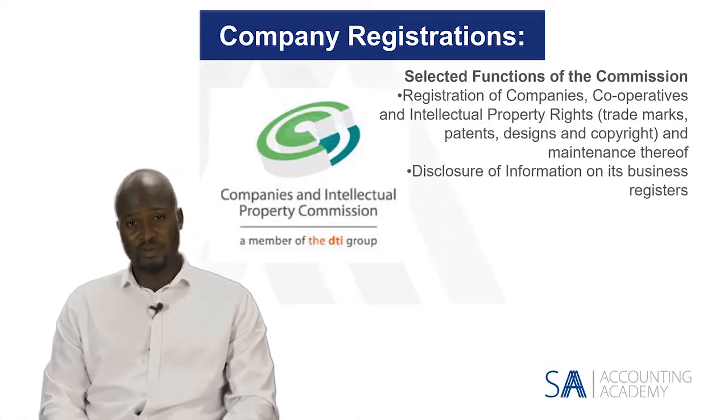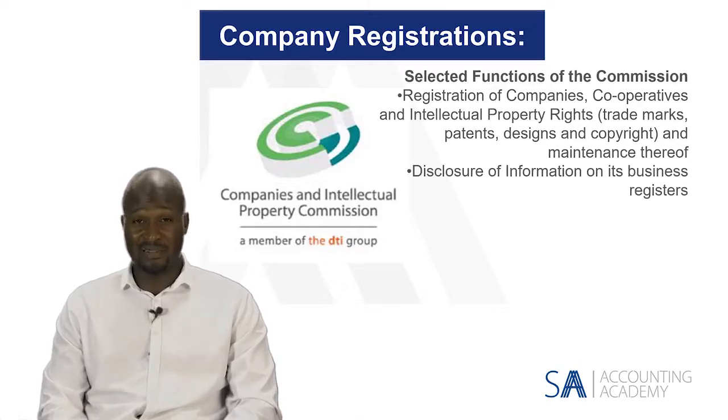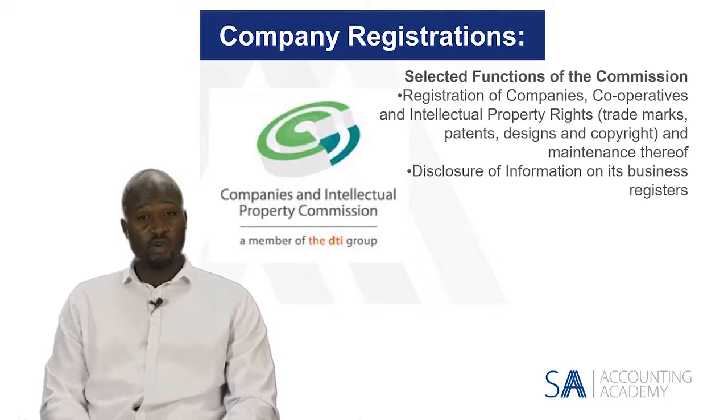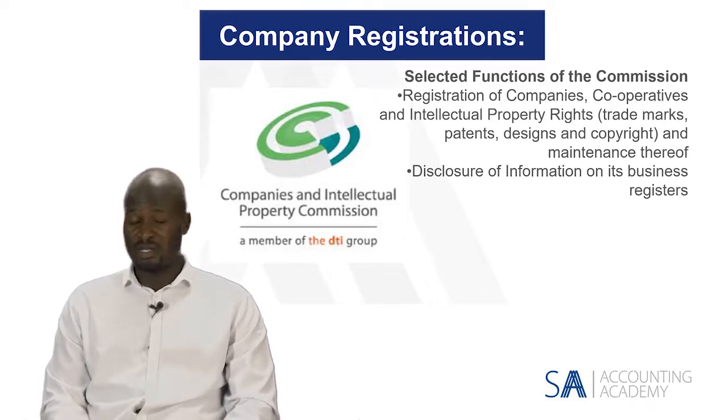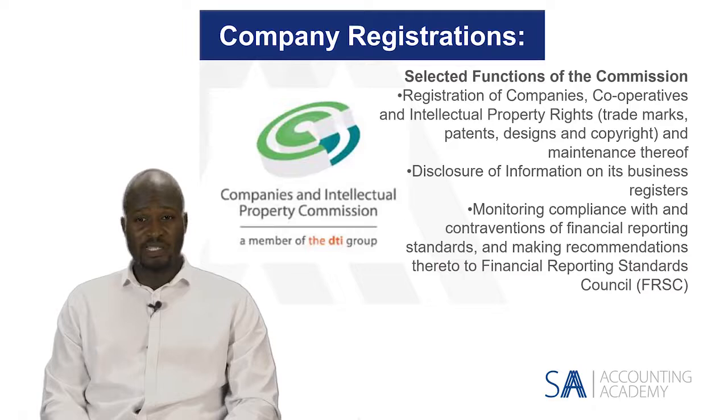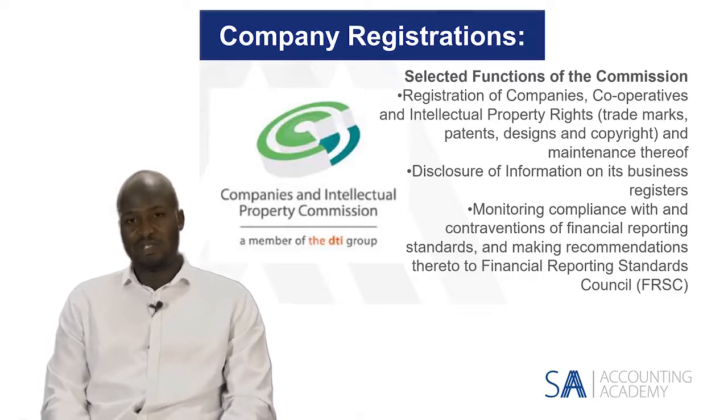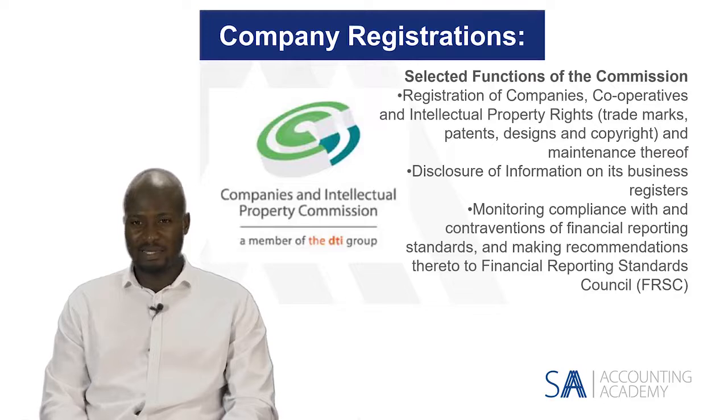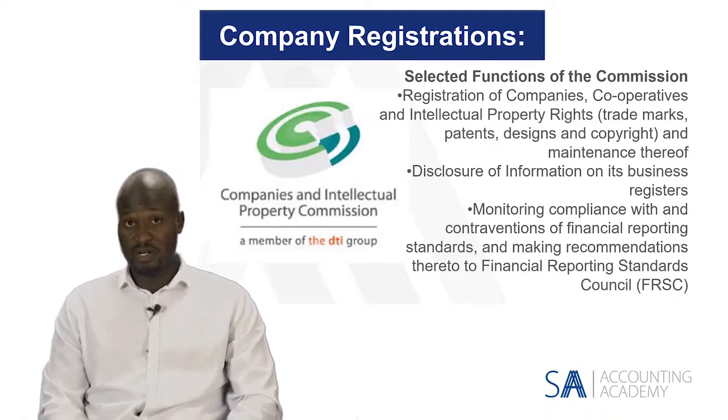So the second function, so remember these are selected. I selected the ones that are relevant to today because the CIPC does so many things and so many functions. So disclosure of information on its business registers, that's another thing that they do. They also monitor compliance with contraventions of financial reporting standards and making recommendation thereof to the Financial Reporting Standard Council. So fraudulent directors and delinquent directors and those who are doing all those monitoring compliance or lack thereof. So compliance and non-compliance with reporting standards. We know international financial reporting standards.